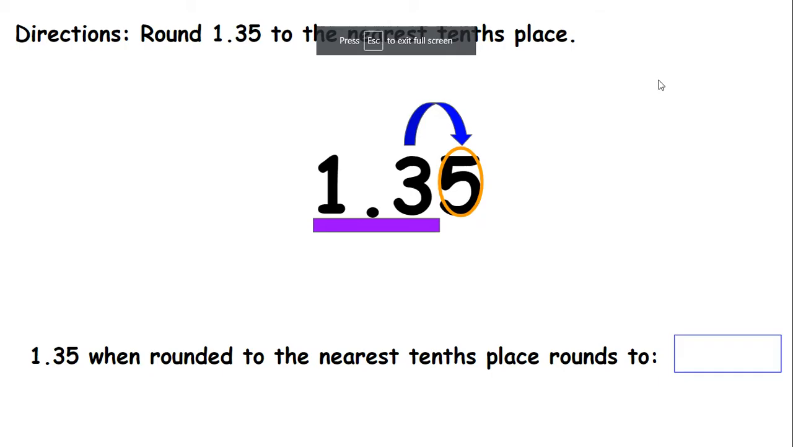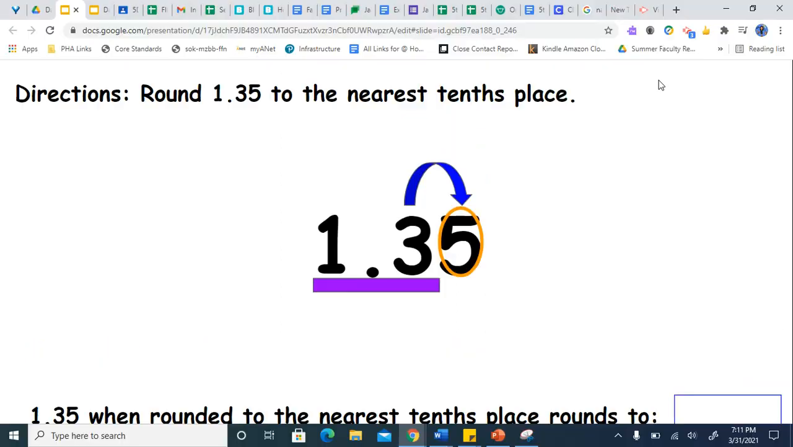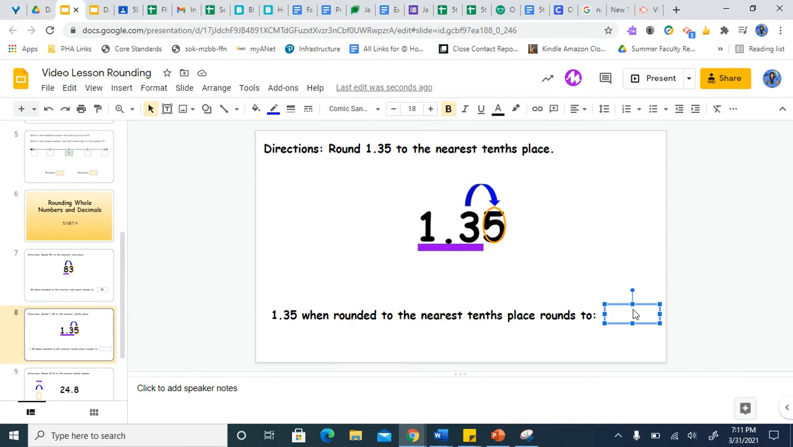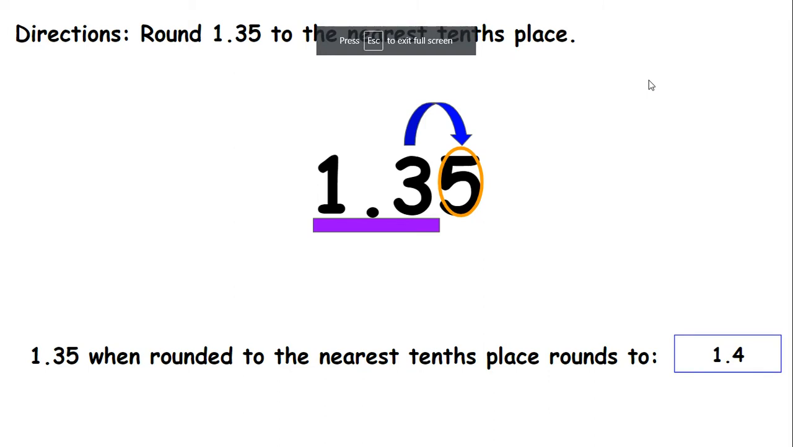Now remember the phrase, 4 or less, let it rest, 5 or more, raise the score. Well, 5 hundredths falls in between the category of 5 or more. So that means 13 tenths is going to round up to 14 tenths. We can write 14 tenths as 1 and 4 tenths.